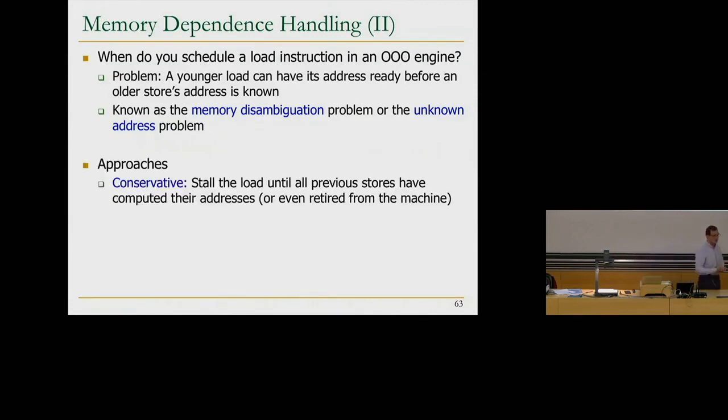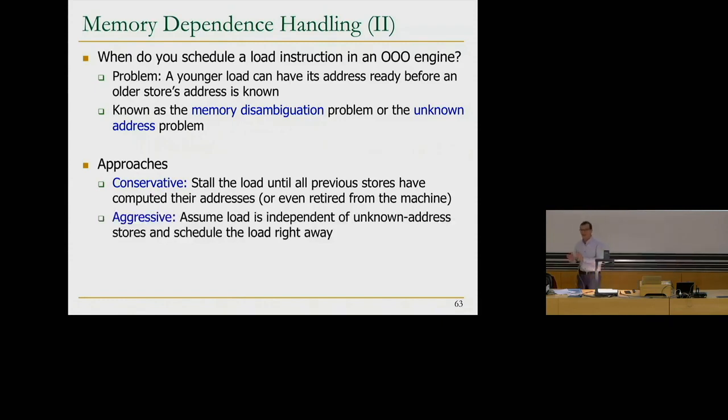One is the conservative approach, which is terrible for performance in general. You stall the load until all previous stores have computed their addresses. You can do that, right? In this example that I've shown you, there are a bunch of stores in front of, older than, this load. You basically wait until all of them compute their addresses. It doesn't matter if it takes 1,000 cycles, 5,000 cycles, you just wait. And when all of them have computed their addresses, now you know which store you're dependent on. You need to do something to know that, of course, but you know. Or, if you're even more conservative, you just wait until all of the stores are out of the machine, meaning all of them have retired and updated the memory. But that takes even longer, as you can imagine. So this is the conservative approach, and this is terrible for performance.